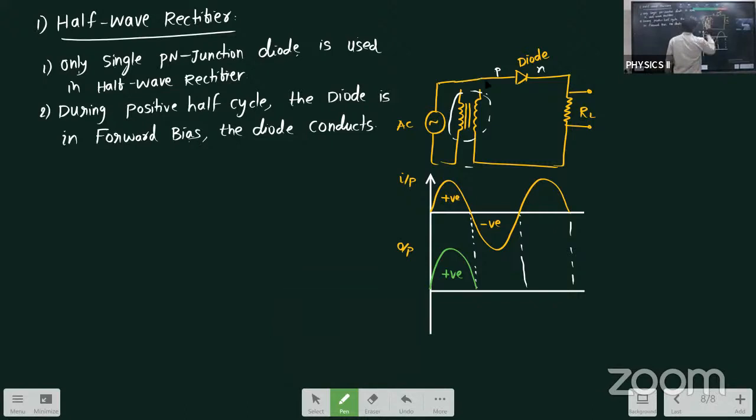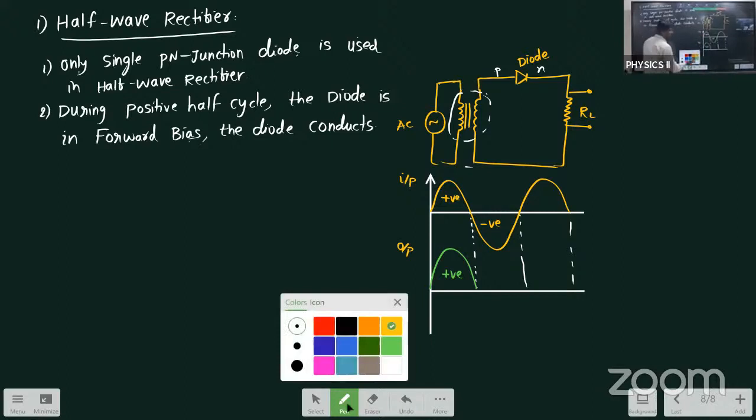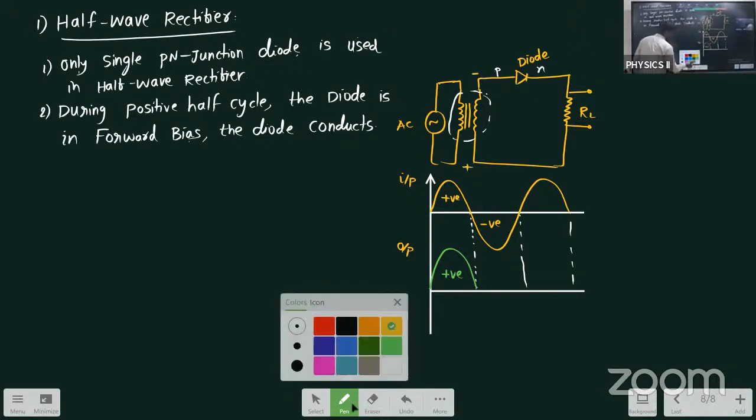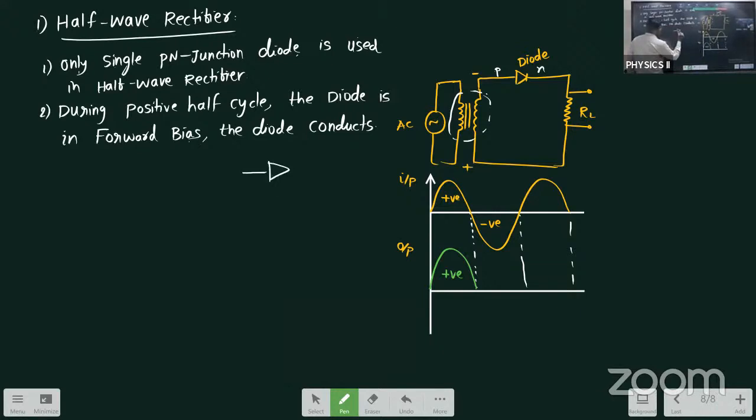See here. For negative half cycle, what will happen? This terminal will become negative and this terminal will become positive. Now see here, what is this connection? Whenever the P side of the semiconductor is connected to the negative terminal of the battery and the N side is connected to the positive terminal of the battery, what will happen? Will the diode conduct or not? The diode will not conduct. Will I get any output? I won't get any output for negative half cycle here, in the case of a half wave rectifier.